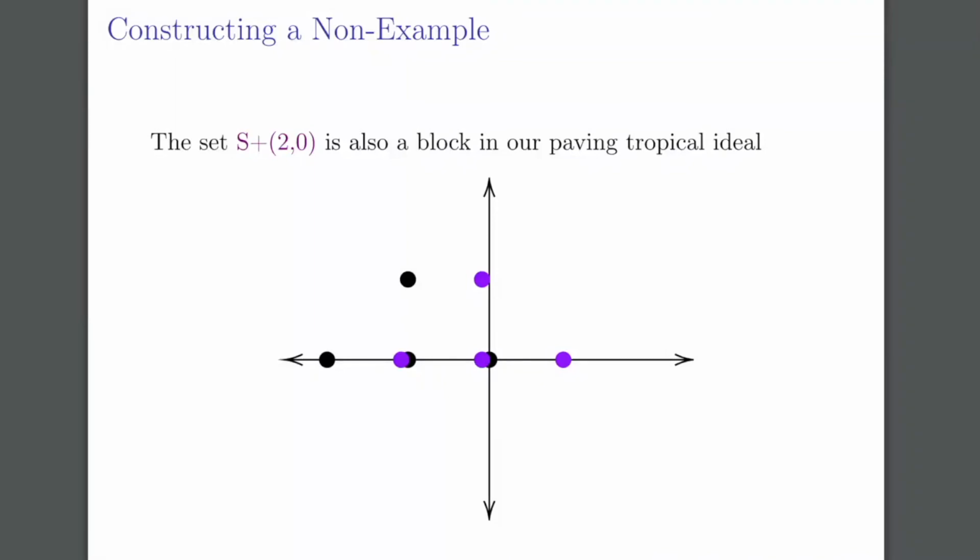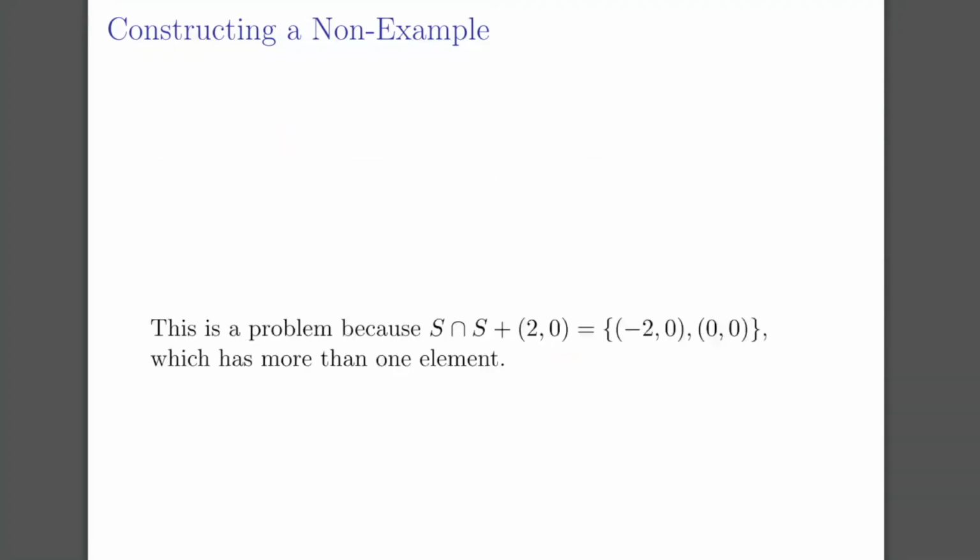But if you remember what it means to be a 2-partition, d is 2, my bad. It says that every 2-subset of Z squared is contained in a unique block. But what we're seeing here is that S and S plus (2,0) overlap in 2 points. Their intersection has size 2, and so the set {(-2,0), (0,0)} wouldn't be contained in a unique block. So S cannot possibly be a block in any 2-partition of Z squared that's Z squared-invariant.